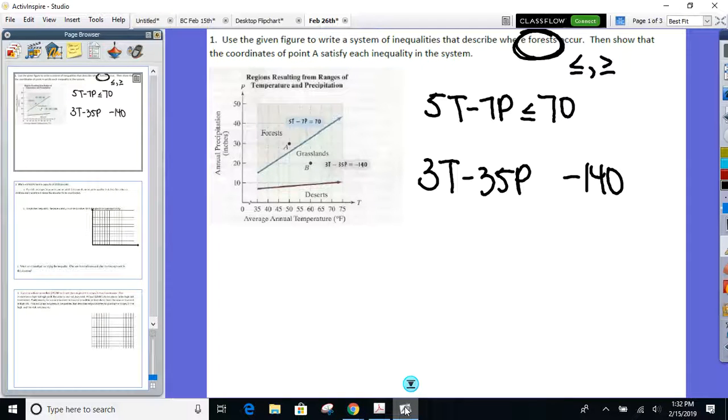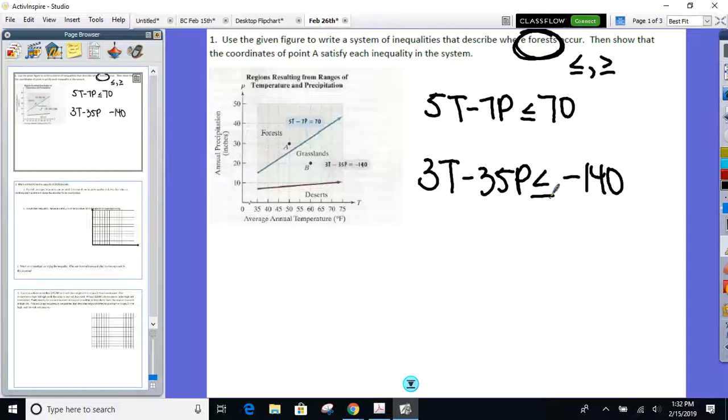Anybody else confident in their inequality symbol? You can look around, become confident as you look around. What's the inequality symbol for that one? Also less than or equal to, yes. So both of them are less than or equal to. That's the only way I could shade both above and be in the forest.